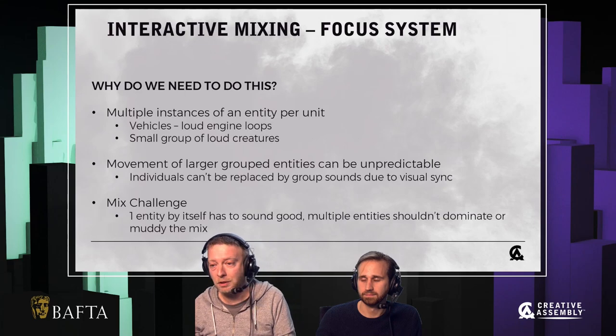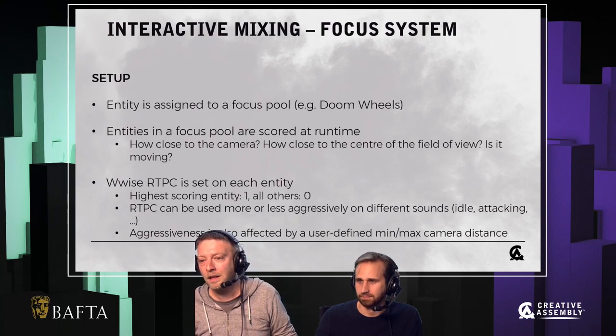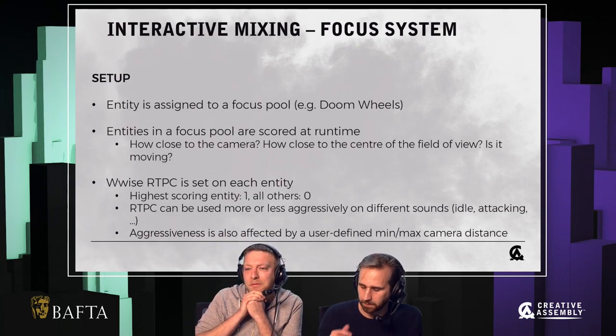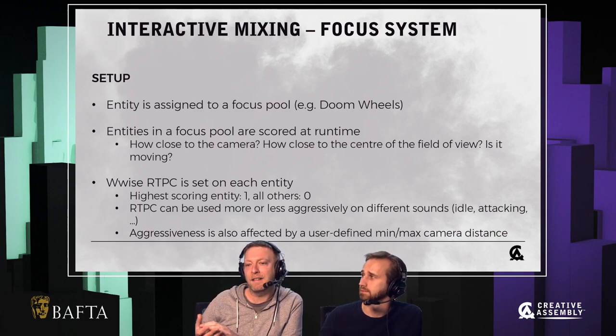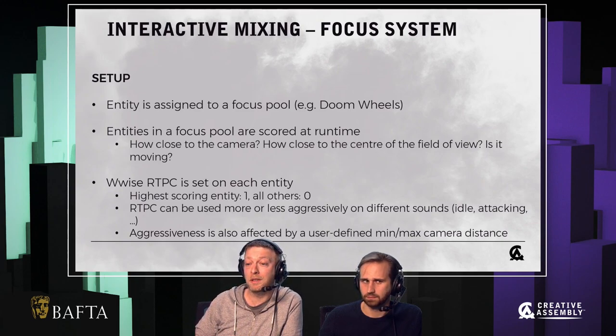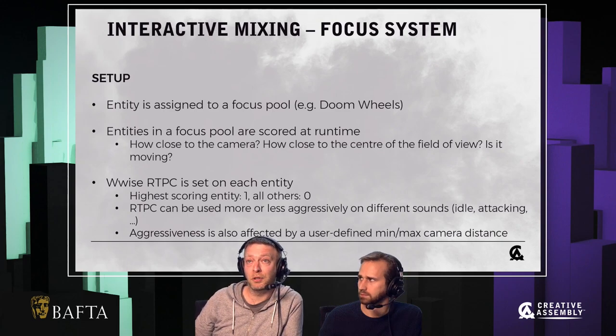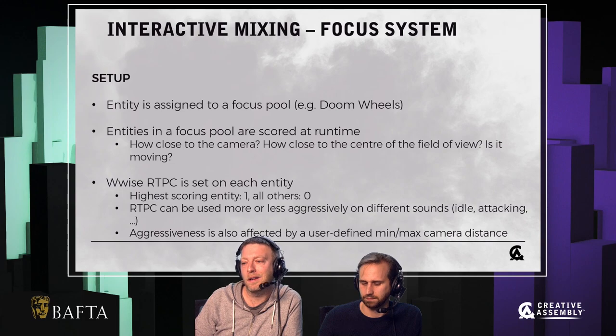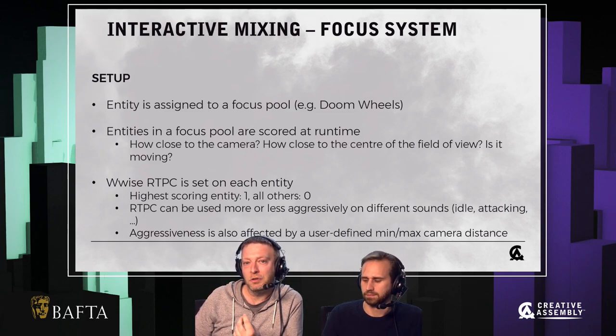And that is the challenge with the focus system. So how do we deal with things? We typically might say we're going to put every type of dragon into a focus pool that deals with dragons. And what we're going to do is score them at runtime, depending on a bunch of considerations we want to make. So how close is it to the camera? How close is it to the center of the view of the camera? And critically, is it moving or in combat? So we want to basically score all these things depending on where they are and what they're doing.